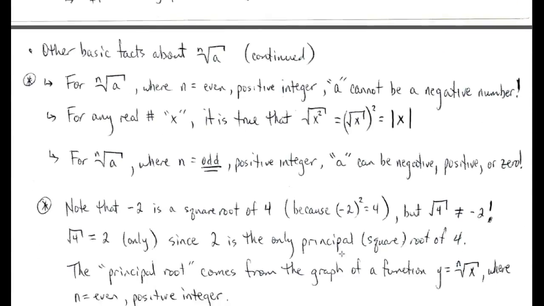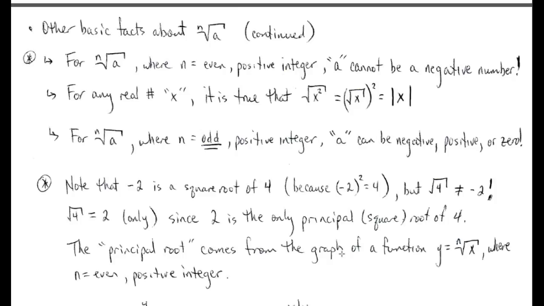So some other basic facts. So we know that for the nth root of a, where n is even and positive, a cannot be a negative number. And this goes back to the fact that we cannot take the square root, 4th root, 6th root, 8th root of a negative number. Just not possible, okay? The real numbers do not work like that.